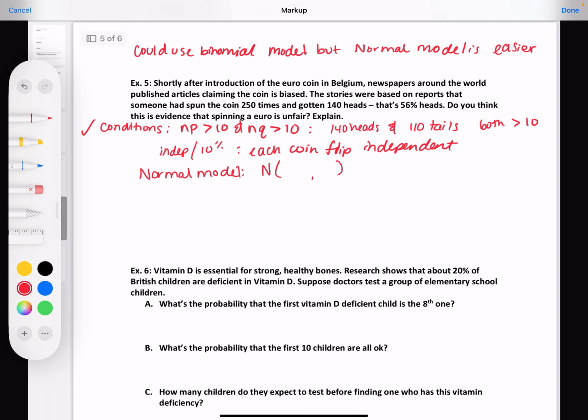And so we need to find the mean and standard deviation. We just use the same formula that we had. That's n times p, which is 250 times the probability. In theory, it should be a 50% chance heads or tails, so we multiply by 0.5, which would be 125. Then the standard deviation is the square root of npq, so the square root of 250 times 0.5 times 0.5, and that comes out to be 7.91.